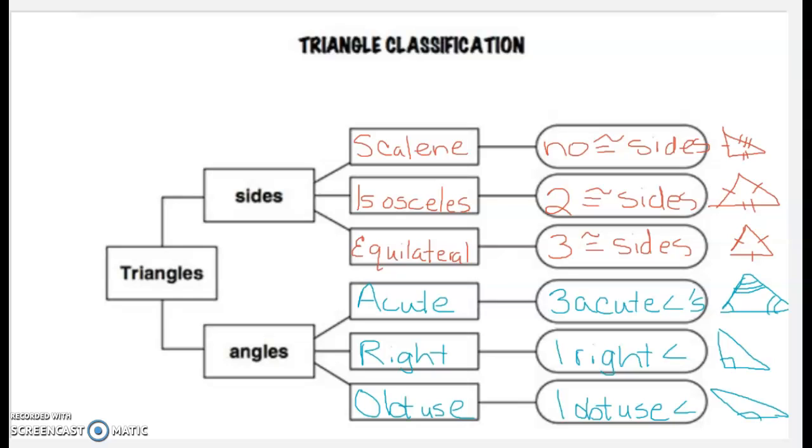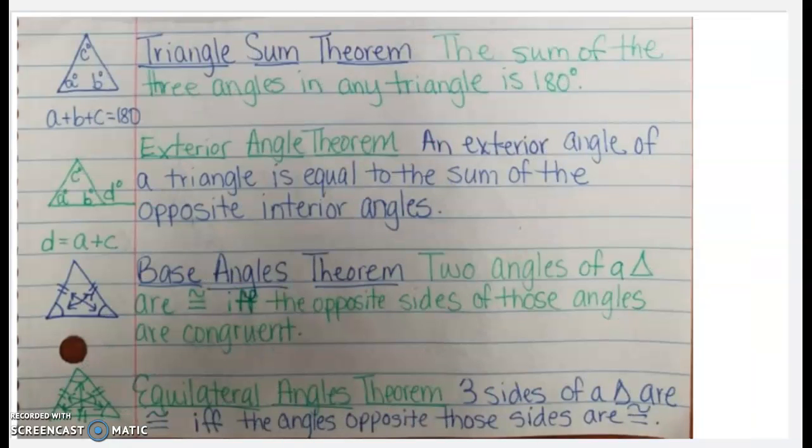Okay, so those are our different types of triangles, and from that we have some theorems that go along with them. So the first one is the triangle sum theorem, and you should all be familiar with this one. The sum of all the angles in a triangle, all three angles, add up to 180. So angle A plus B plus C is going to add up to 180. That is the triangle sum theorem.